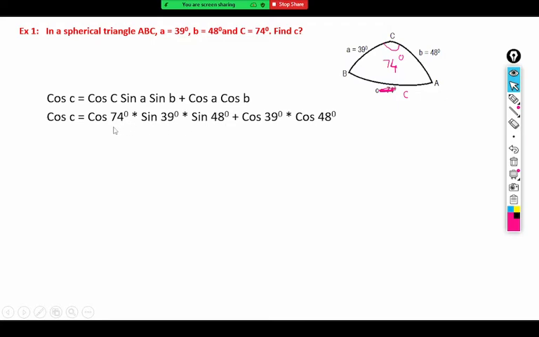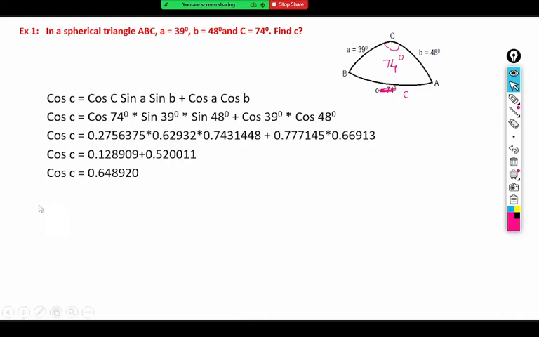And now you have a calculator. Use the calculator properly. You should be in degree mode only. And cos of 74 you can calculate and replace that value. Use of the calculator is very important. If you put wrong values you'll get wrong answers. You should not make silly mistakes. So next step, these values are replaced from the calculator. You can cross check these values. If you have doubts, you can ask.